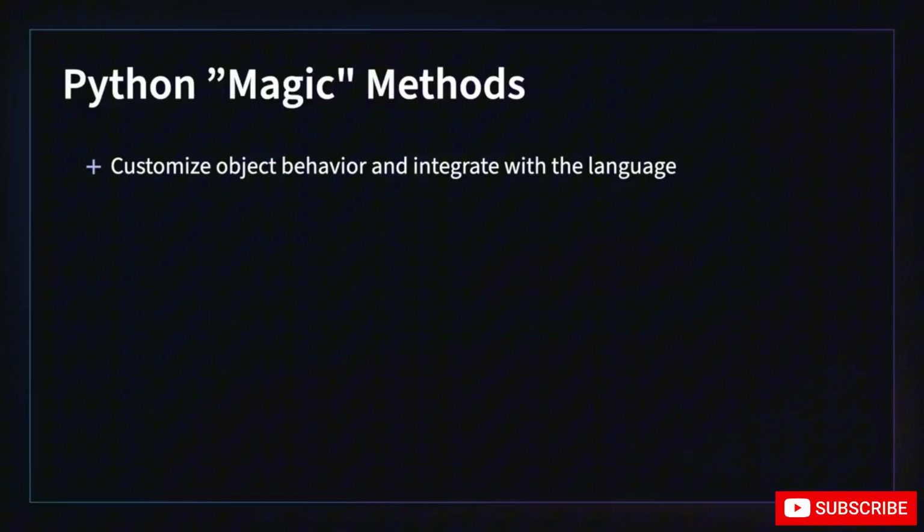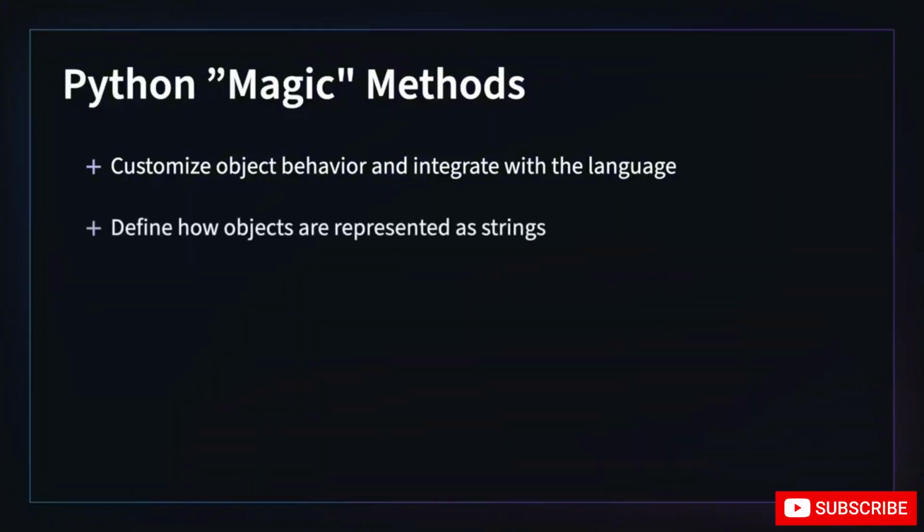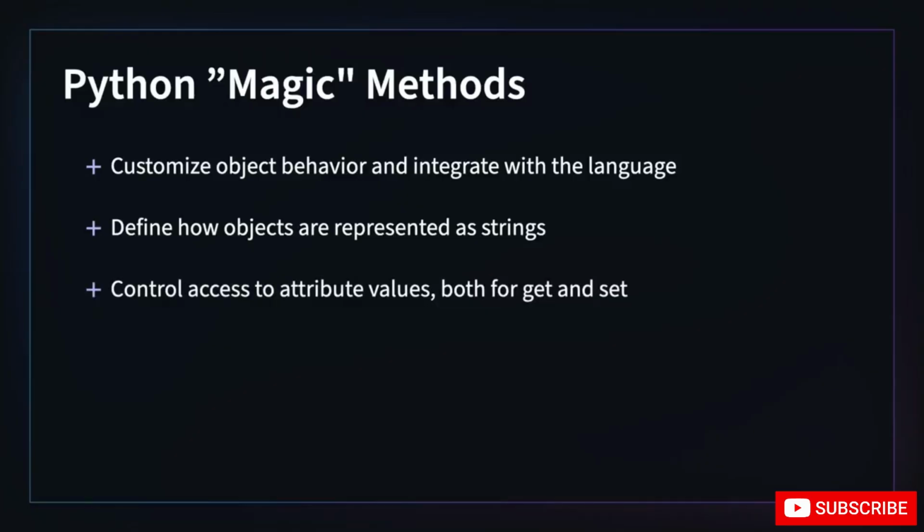Using these methods, you can customize how your objects are represented as strings, both for display to the user and for debugging purposes. You can control how attributes are accessed on an object, both for when they are set and when they're retrieved.